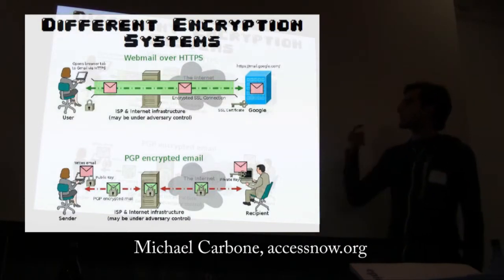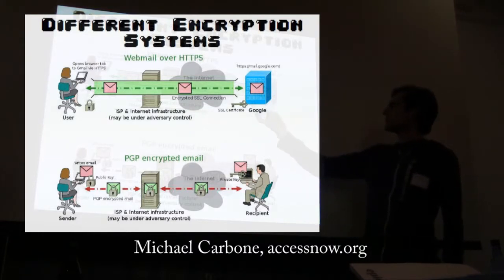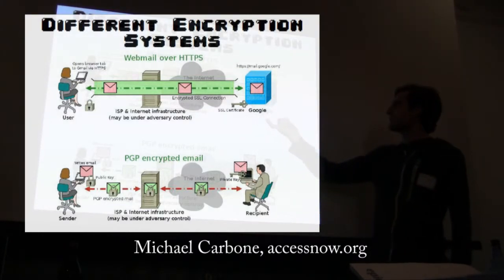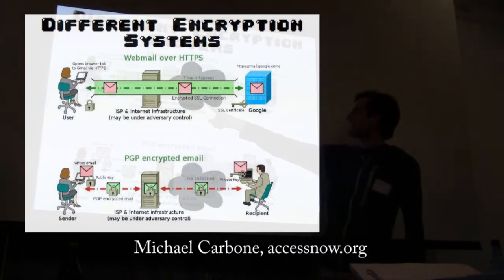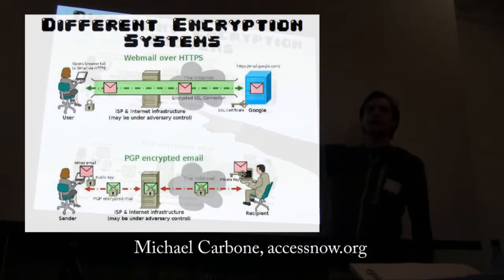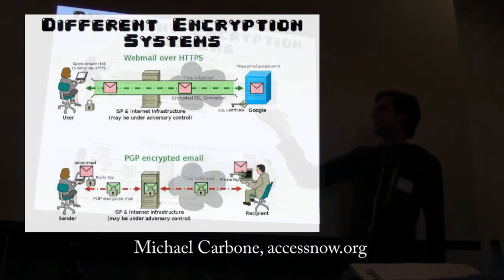So visually, this is what I was describing, this encrypted tunnel from the user to your web service provider, in this case Google, and then ultimately to your destination. And as you can note, even though it's encrypted such that the infrastructure that you're relying on to get that email there can't surveil the content, Google can still see that content.